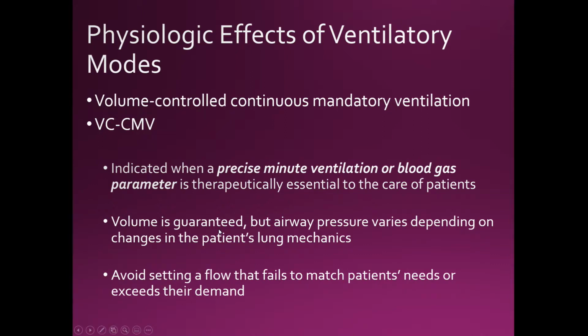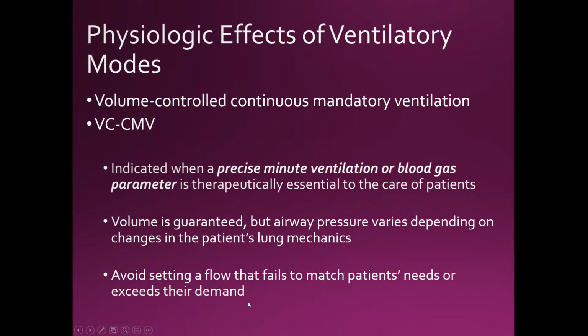Volume is guaranteed, meaning that no matter what happens, if the machine triggers the breath or the patient triggers the breath, it is going to give the volume that you set. But then our airway pressure varies. In volume control, most likely volumes come in, but when you have an increased airway resistance, for example, your pressures are going to rise, and so that's where you're going to correct it by suctioning or giving bronchodilators or slapping the patient because they're biting on the tube. No, don't do that. Avoid setting a flow that fails to match the patient's needs or exceeds their demands.